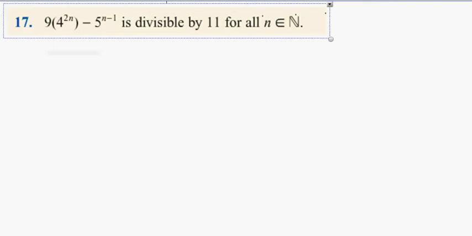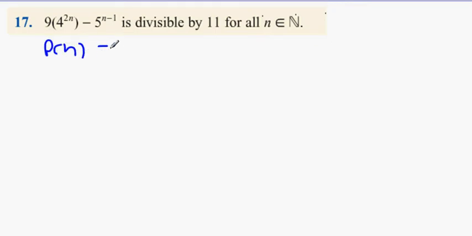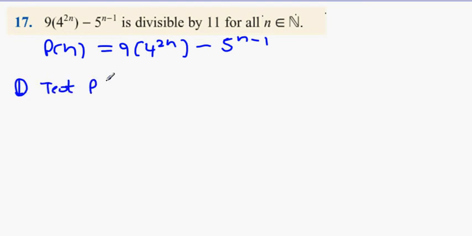Okay, so question 17. P of n is equal to 9 by 4 to the power 2n minus 5 to the power n minus 1. Now, what happens this time is we're going to test part 1. It's going to be test for P of 1. So when we test P of 1, what we're going to get is 9 times 4 to the power 2 times 1, minus 5 to the power 1 minus 1, 1 minus 1 being 5 to the power 0.